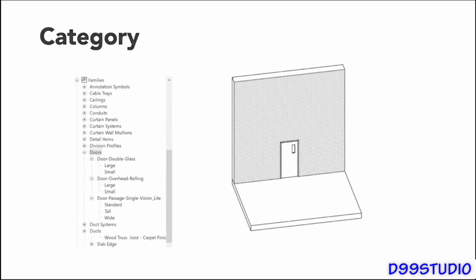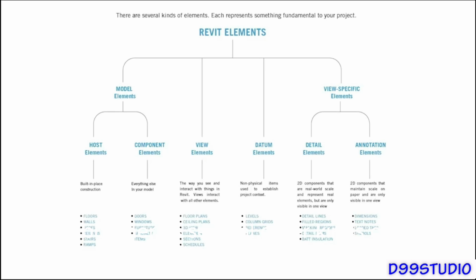So let's start with categories. Categories are built into the software and not editable by end users. Now, there are categories for all sorts of elements. The most common would be model elements that represent real things. Examples would include walls, floors, or doors. But there are several other kinds of categories as well.